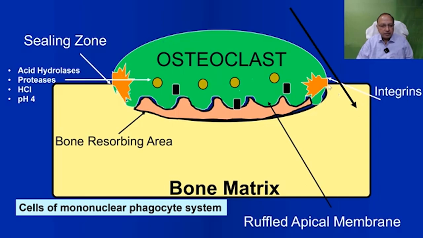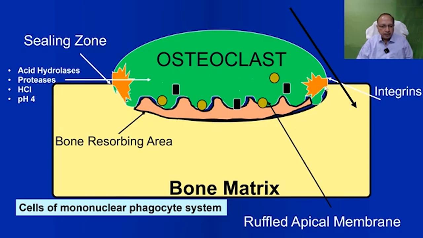And then we can see this is the sealing zone over here. And then this osteoclast comes, and it contains a large number of acid hydrolases. And these acid hydrolases will then come over here, and they will start causing the release of the enzymes, and the proteases will also be released. So they will start causing the erosion of the bone within this sealing zone area.